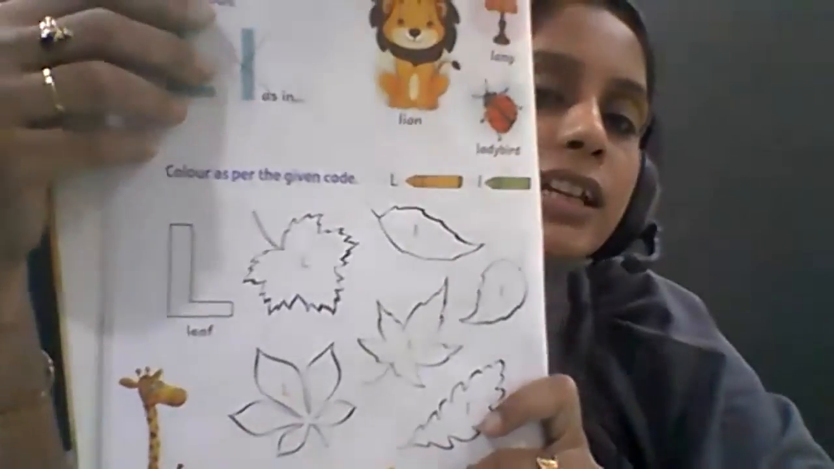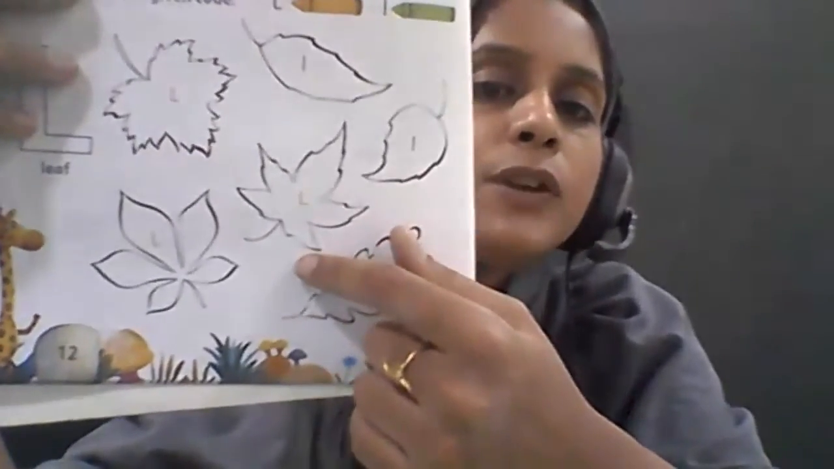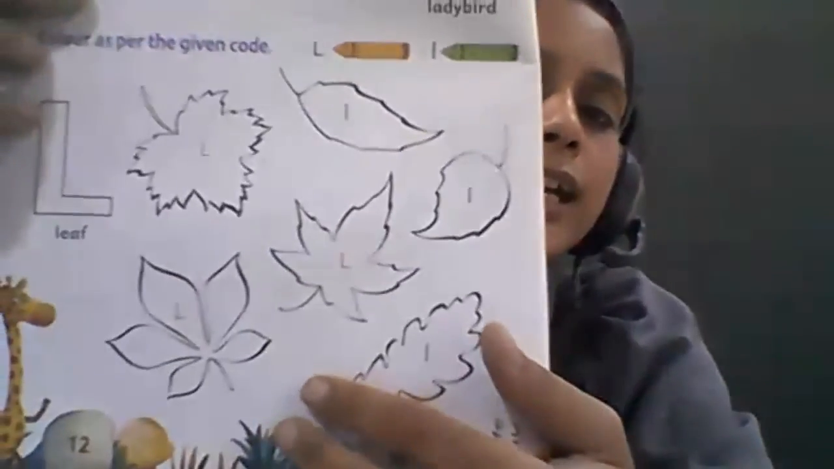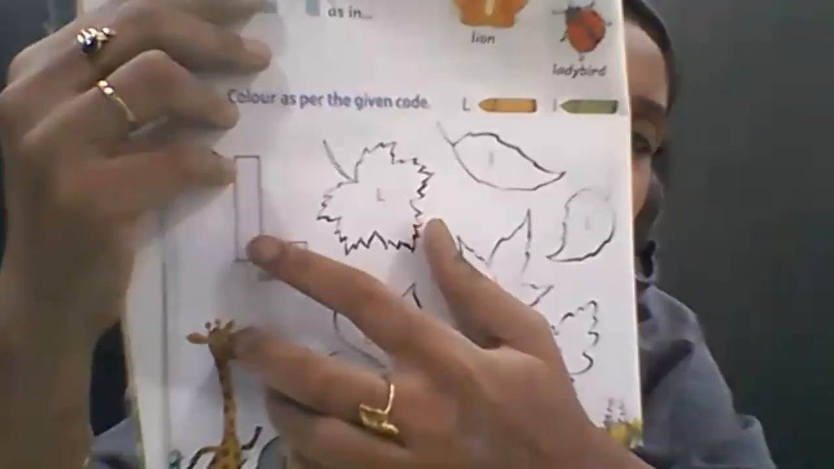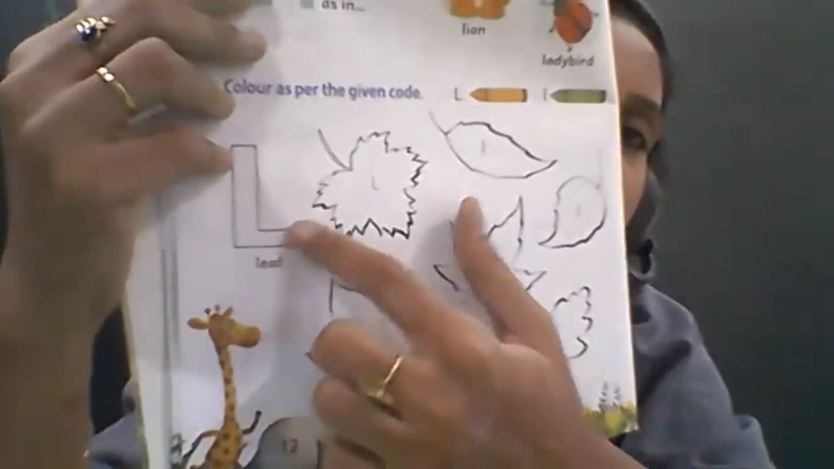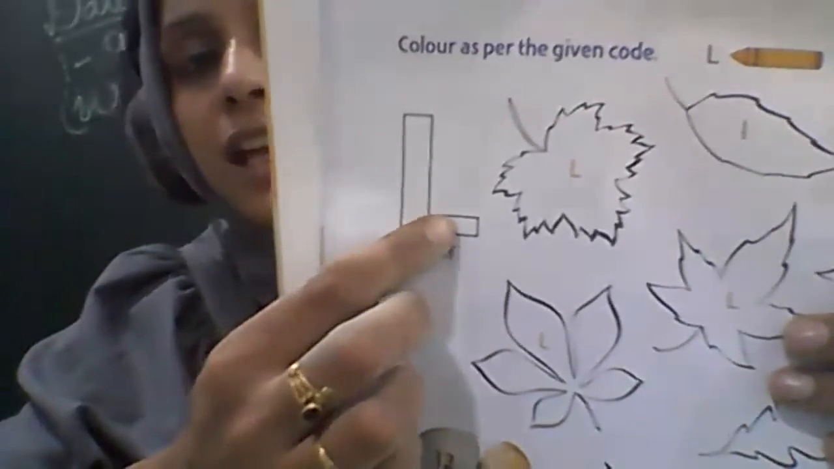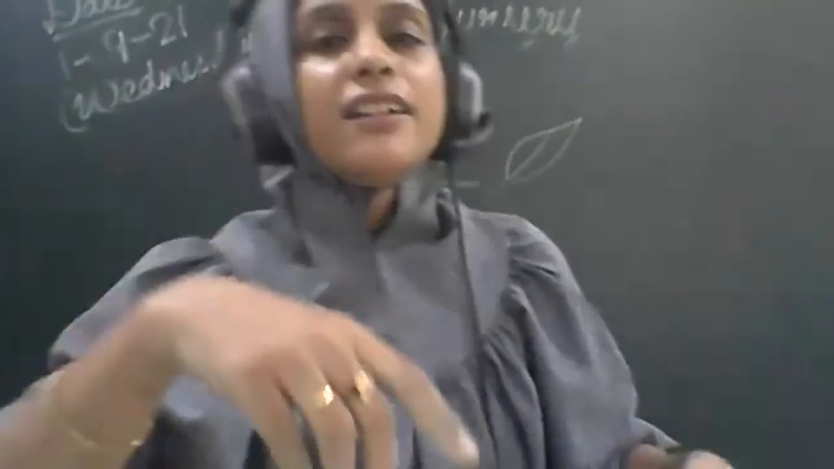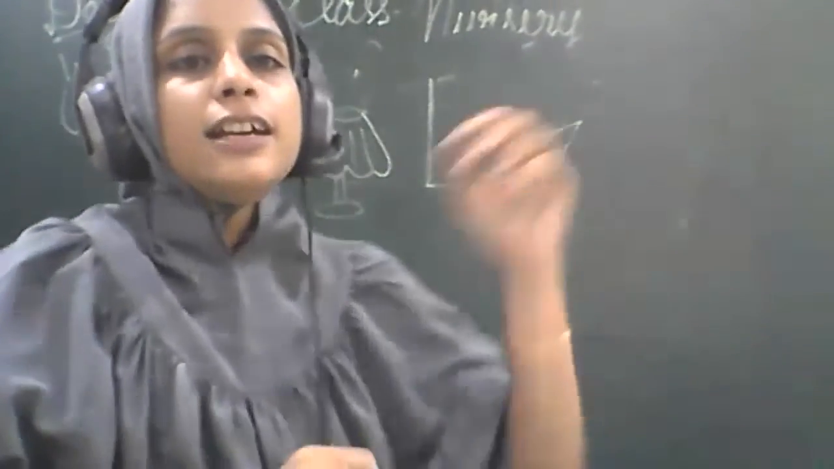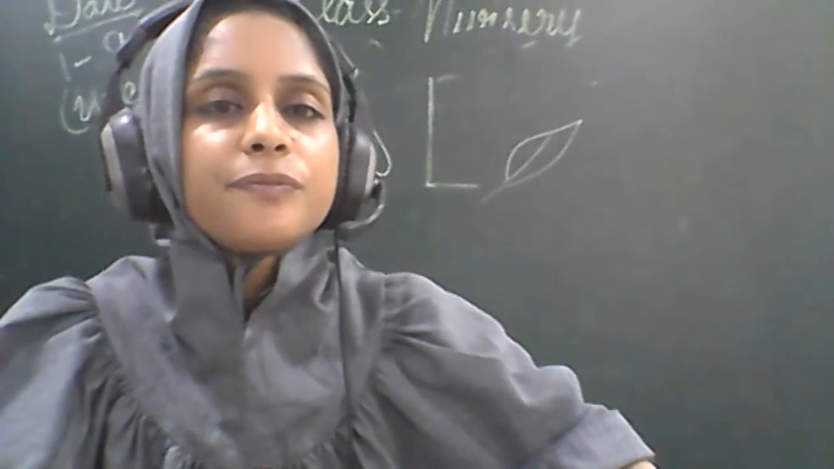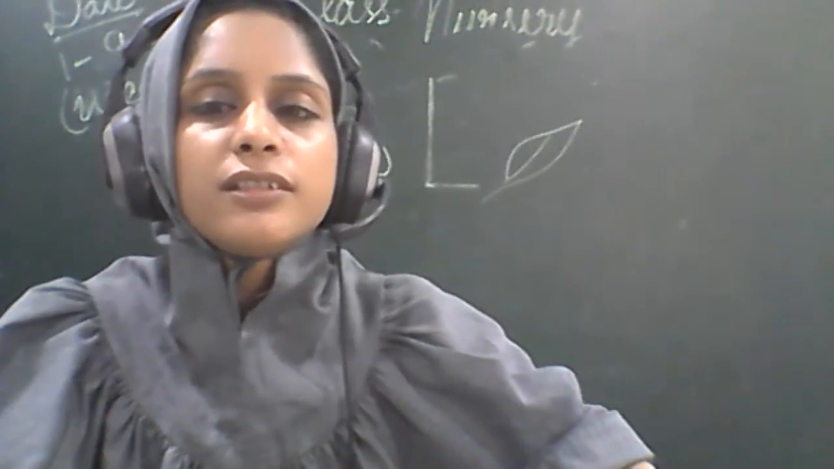So kids, look, there are some more leaves given here. So you have to color the leaf with capital L. Jahan par L likha hai standing line and sleeping line, that leaf you have to color. And color this letter L as well. Trace with your finger. And then color it. So which letter is this? This is letter L. Say and write. Yes, Lavish, completed. Good. Dishan, good.